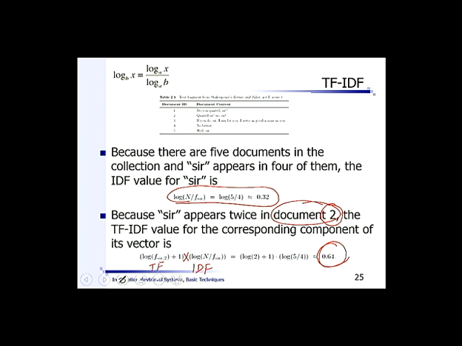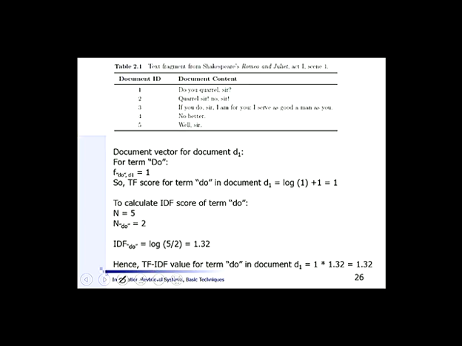Okay, so in document 2 we will have a vector, and the component for the term sir in this document will have a value of 0.64. I hope you get the basic idea. So this is how we convert all words, all terms into numbers in our documents, and then we can process them further.